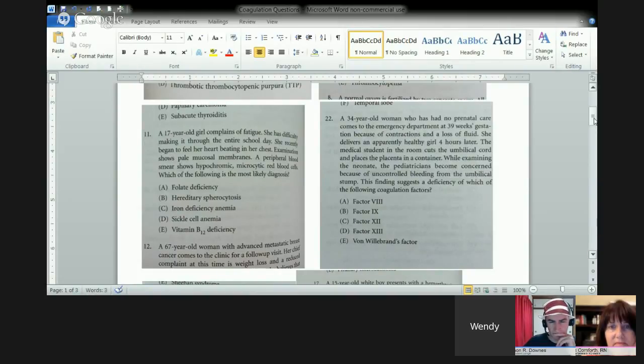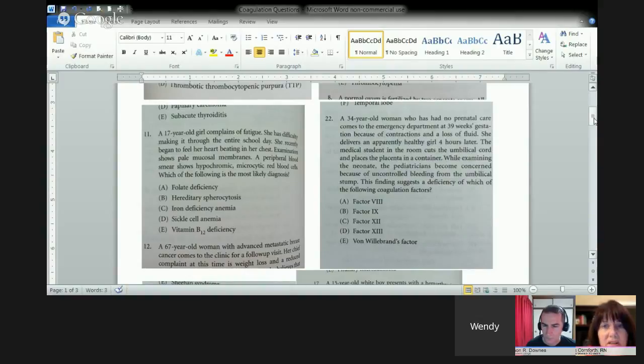Where clotting factors are concerned, that's bleeding into actual tissue. So they usually talk about getting blood in the joints. They had some sort of interaction, and now they have hemarthrosis, or they could have a hematoma. That's when it goes into the tissue. So this is your quote-unquote tissue bleeding.